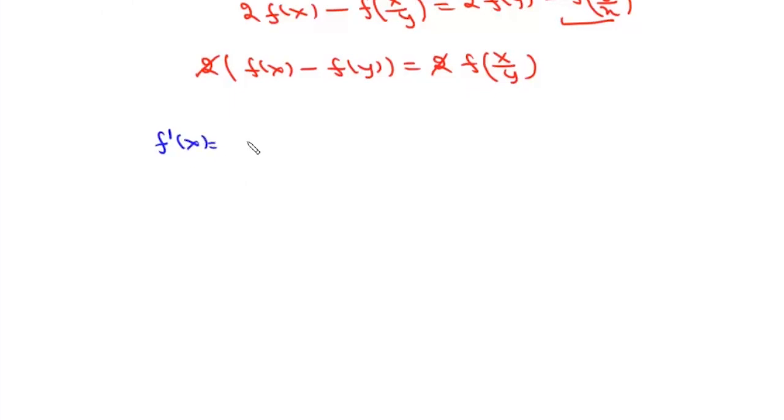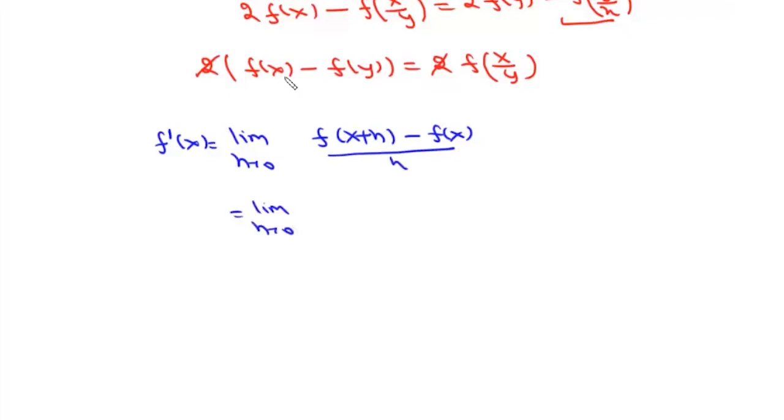Now f dash x is this limit h tends to 0 f(x plus h) minus f(x) upon h. So it will be this limit h tends to 0. Now f(x) minus f(y) is f(x upon y). So it will be this f(1 plus h upon x), and this is h. Now we'll multiply and divide it with x. Now we are given that f(1) is 0.